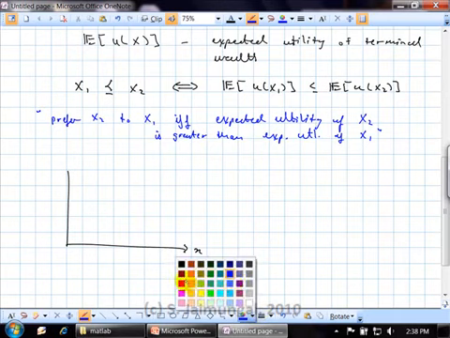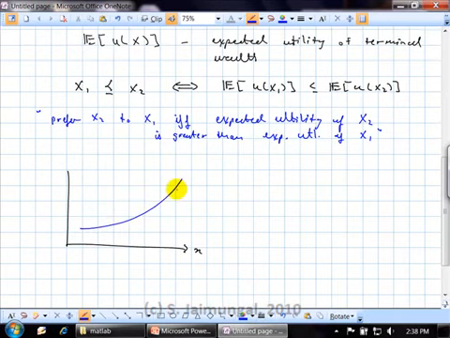So, what about this? Okay, there's a problem with this one because if you take some average wealth in between these two points, my average utility is bigger than the actual utility of the average, and you don't want that either.